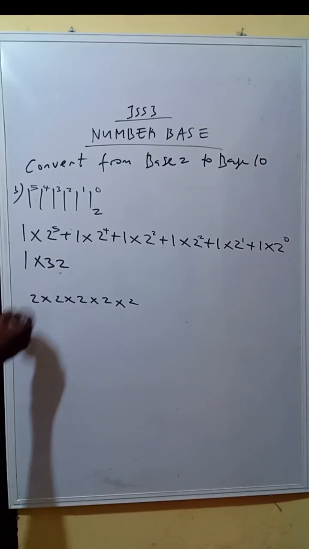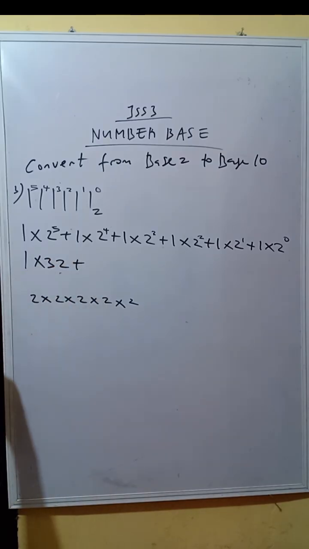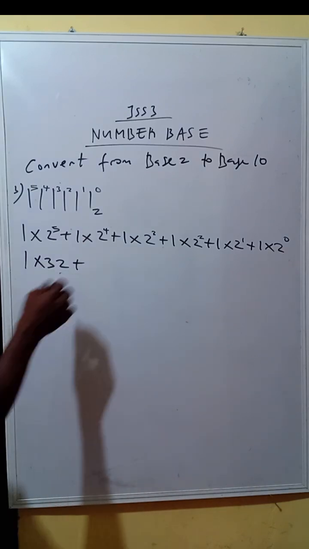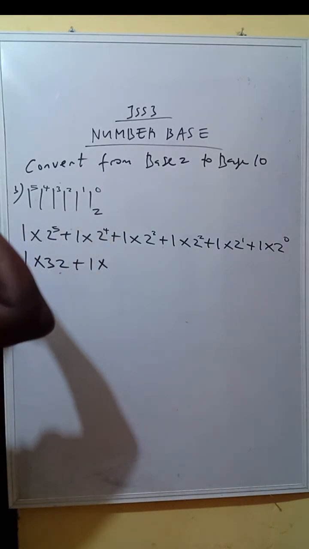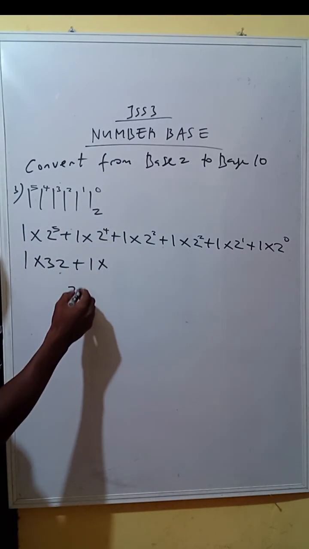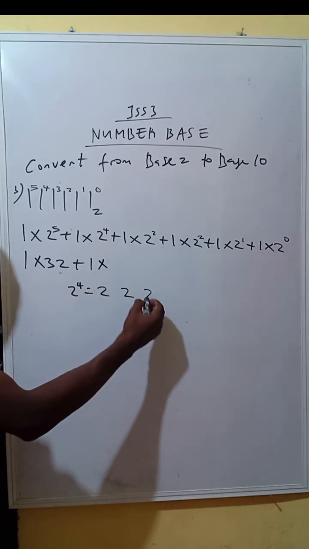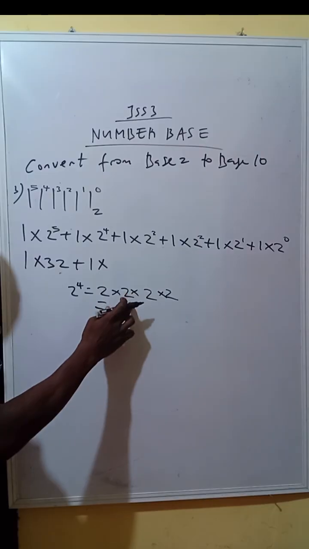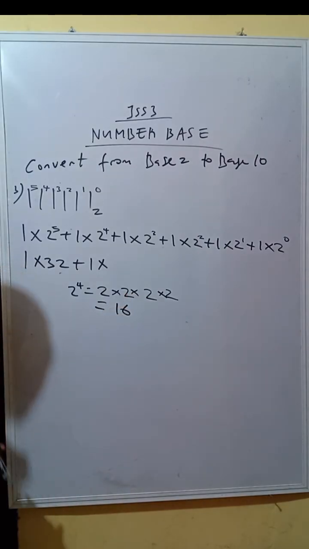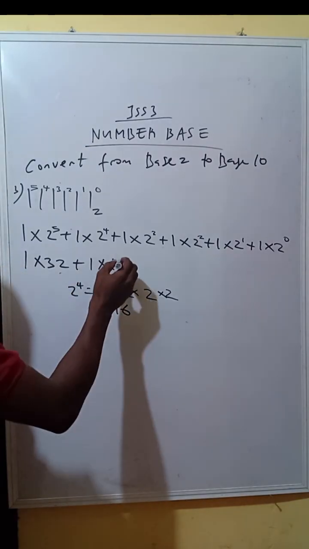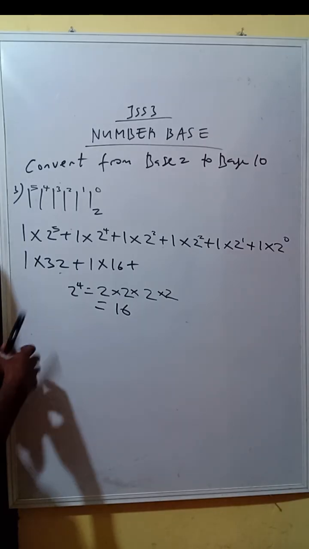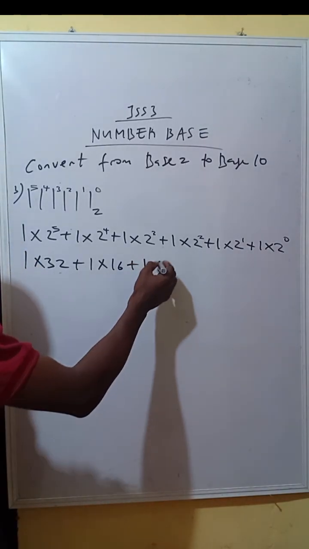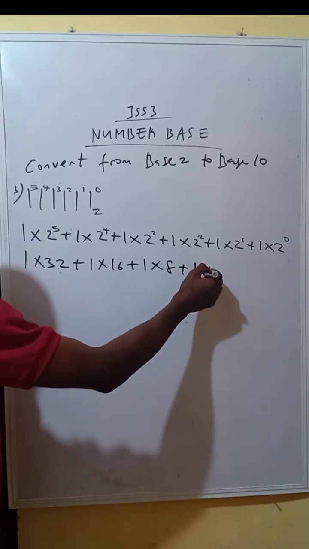So you have 1 times 16 plus, don't forget what we are doing, we're converting from base 2 to base 10. Plus 1 times 2 raised to power 3, which we've done earlier. 2 raised to power 3, if you remember, is 8. 1 times 8 plus 2 raised to power 2, we've also done it earlier.